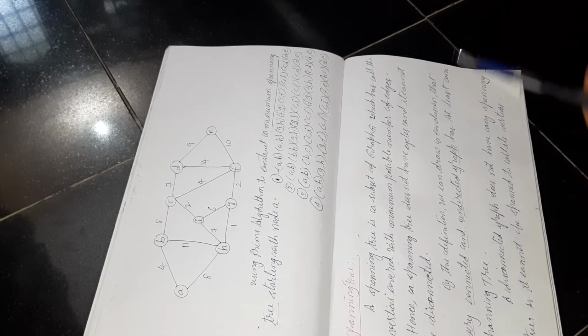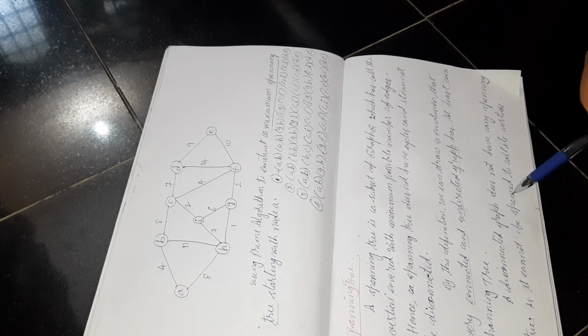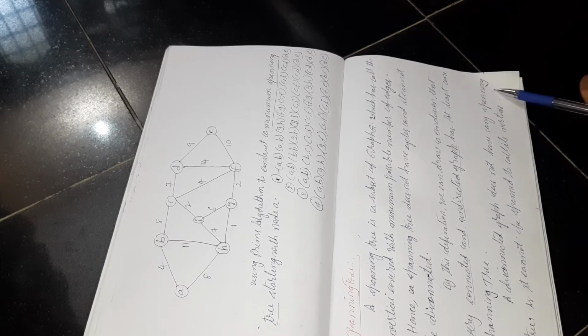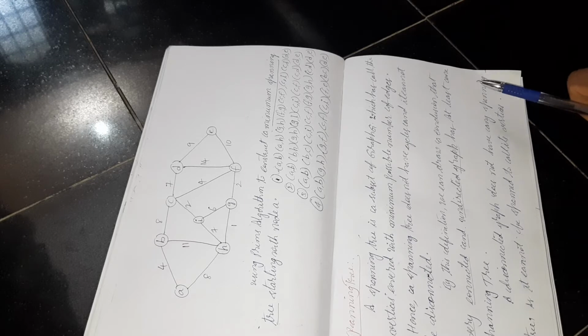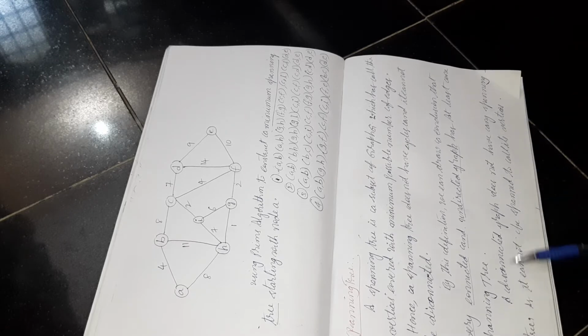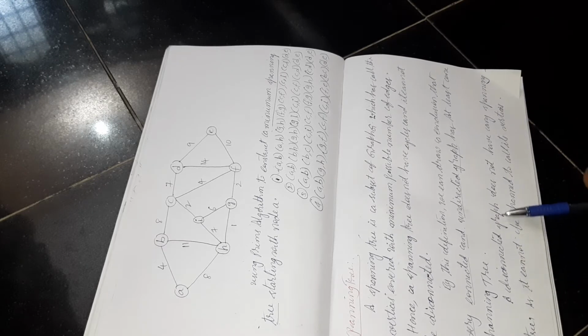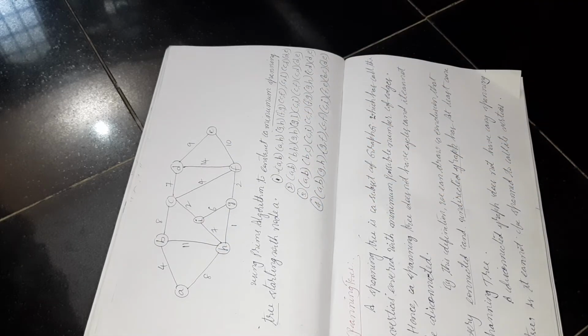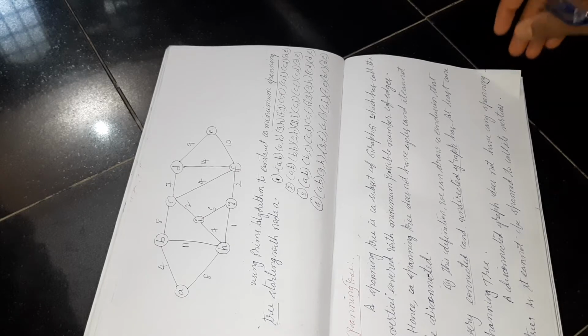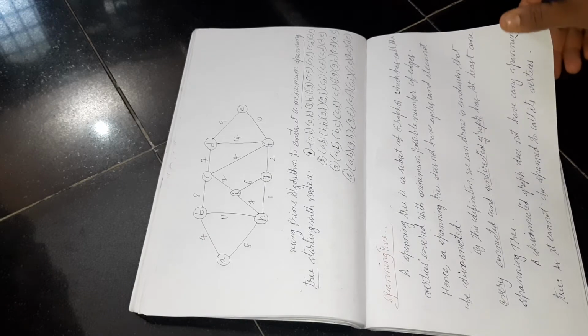Next, a disconnected graph does not have any spanning tree, because a path does not exist between one or more vertices. That's why it is called disconnected. Then we can't cover all the vertices, since there is no edge. That's why a disconnected graph will not have any spanning tree. I will give one example for that.